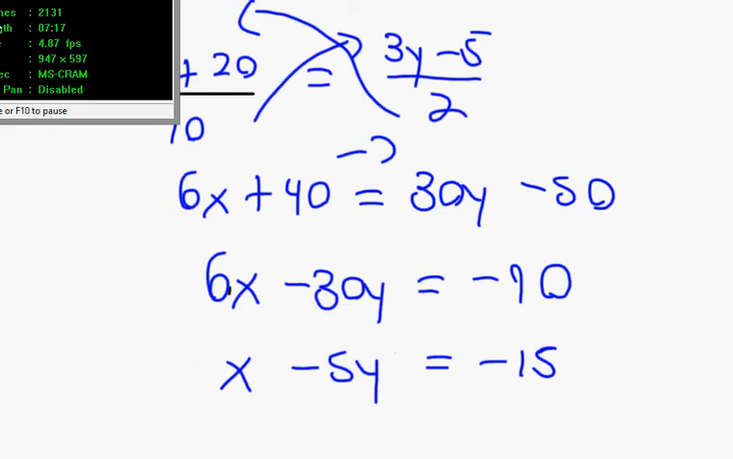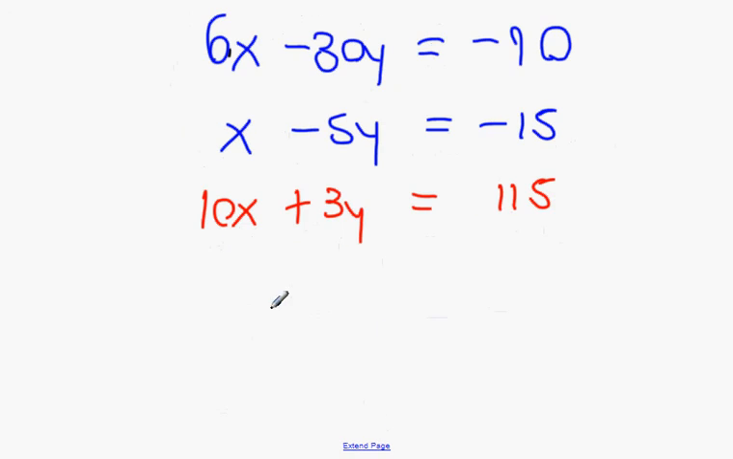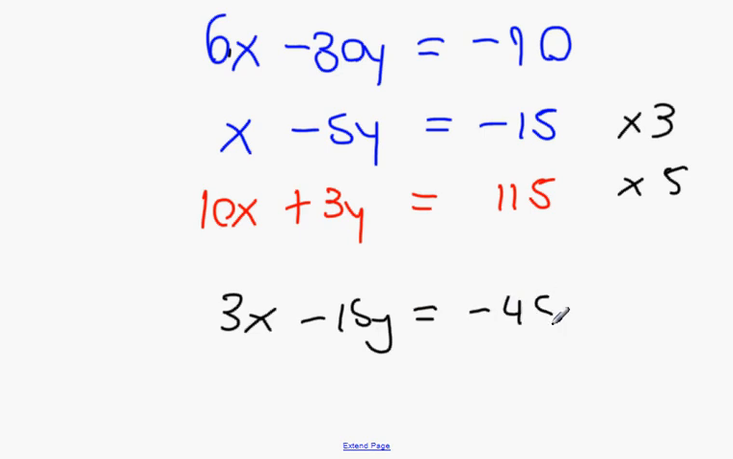Okay. The other equation was 10x plus 3y equals 115. Now, you just left that as it was in the first place. I know. And the 3y cancelled. So if I had left it the way it was, it would have cancelled, but since I didn't, I'm just going to have to do what I normally do. Multiply the top one by 3 and the bottom one by 5. And we're going to get 3x minus 15y equals minus 45. Then we get 50x plus 15y. 5 times 115 is 575.